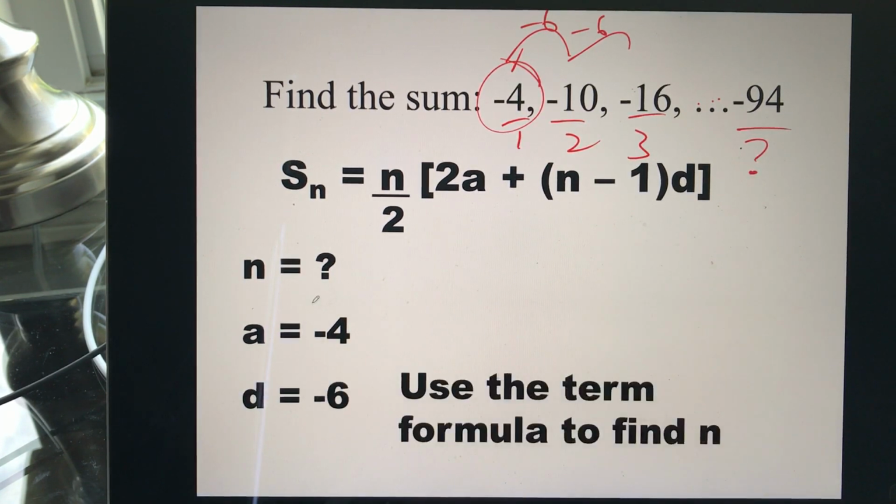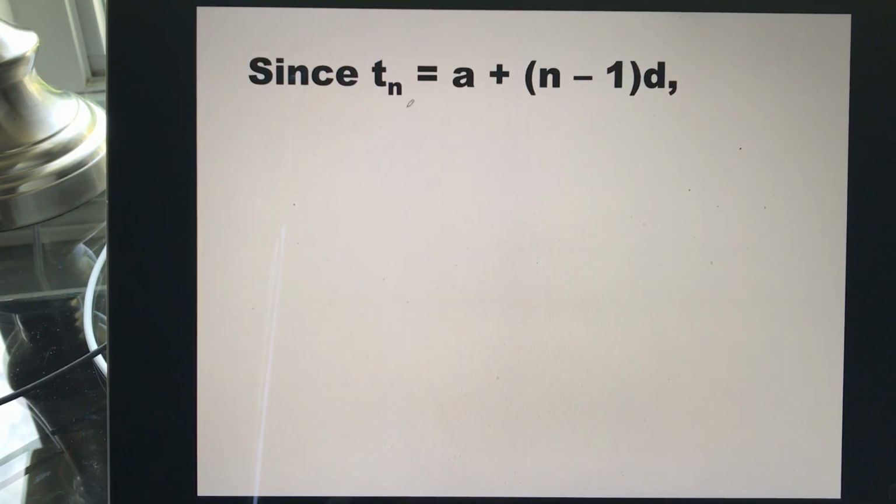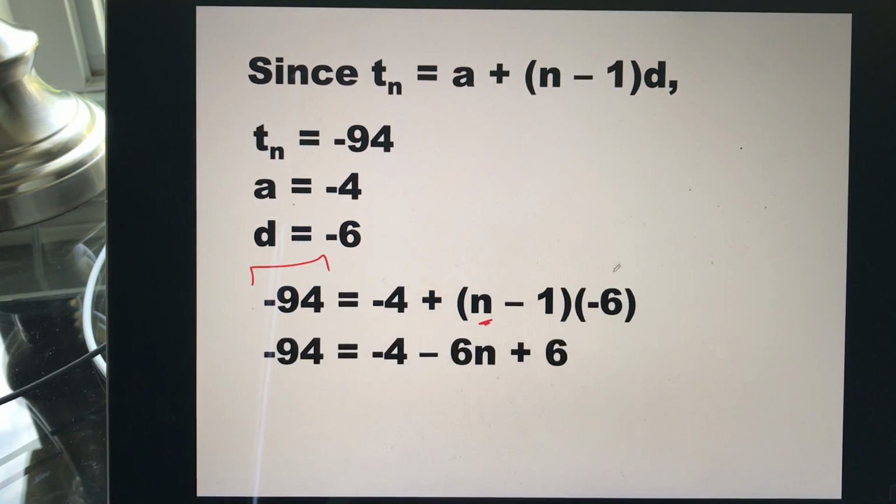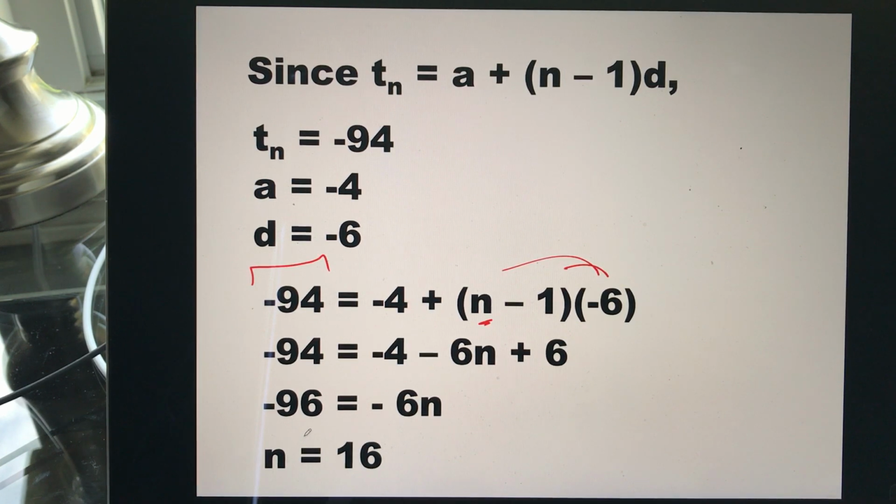So to do that, I have to go back and use the term formula. So there are going to be 2 steps on this. I'm going to be using 2 formulas. I'm going to go back to the term formula, and I'm going to plug in -94 as my term. I know A was -4 and d was -6. So we saw this before. Here's my -94 in for my term. And now all I have to do is solve for n. Same thing: distributive property, get rid of the brackets, collect like terms, and then divide both sides by -6, and I get n is equal to 16.